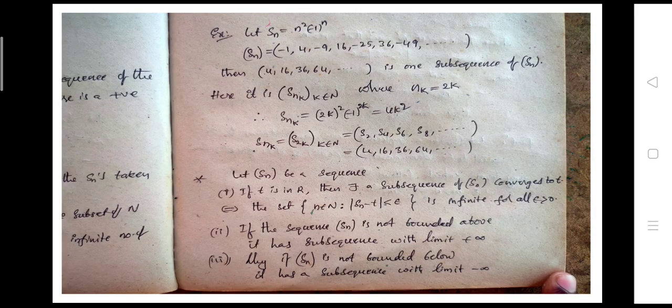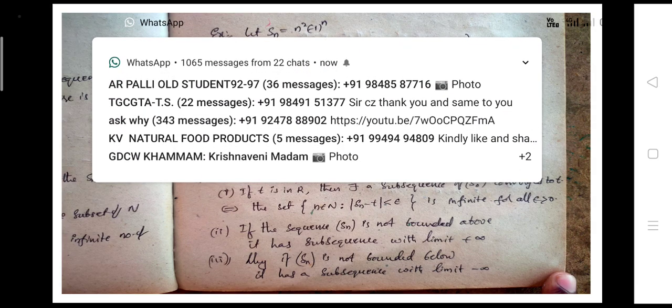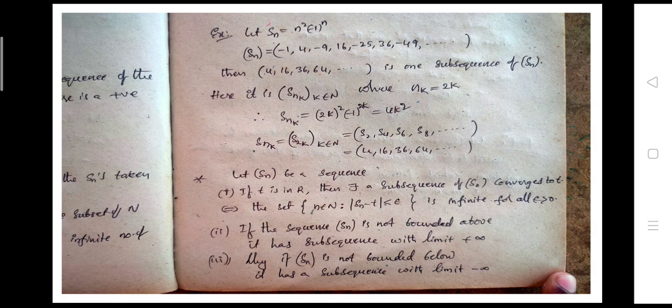Let Sn be equal to, continuing the previous problem, Sn is equal to n square into (minus 1) whole power n. Here what is a subsequence of Sn? The subsequence of the sequence can be written as S of nk, where k belongs to capital N, where nk is equal to 2k. Nk is also written as 2 into k. So S of nk is written as (2k) whole square into (minus 1) whole power 2k, that is 4k square.